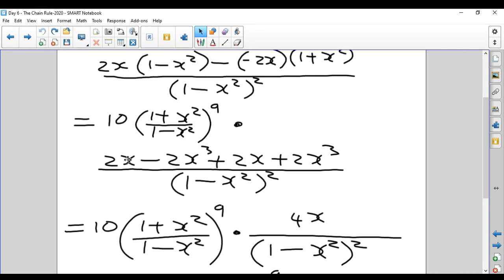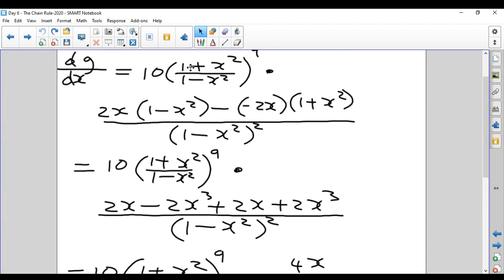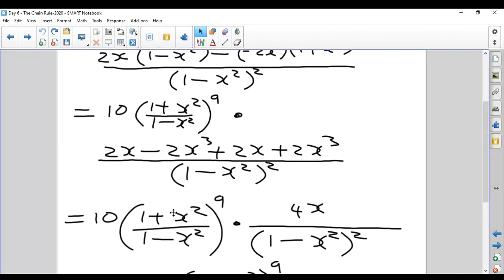And we have some like terms here. We have a 2x and a 2x. So that's 4x. That leads us to this line. So I have a 4x on top over the 1 minus x squared, squared. So that would be your quotient law application here. Don't forget, I still have this part here that came from the chain law. That was always there. It was always on every single line. There it is, and it's still here.